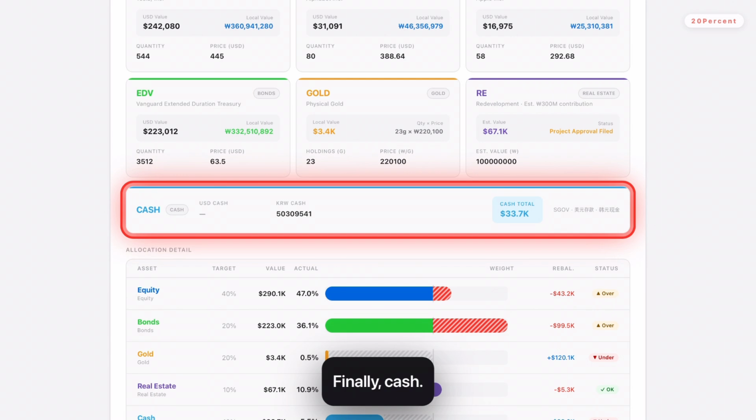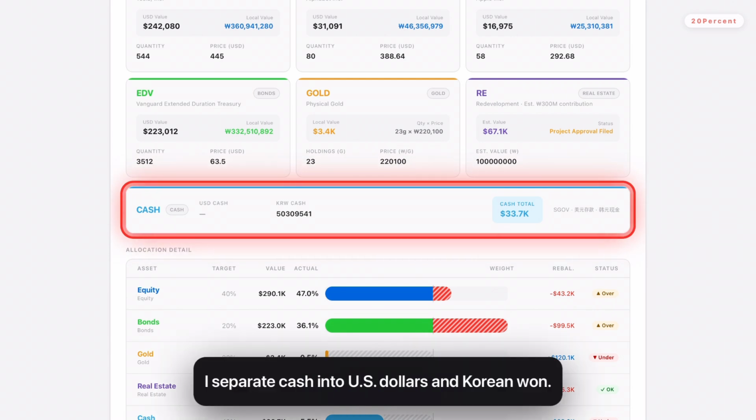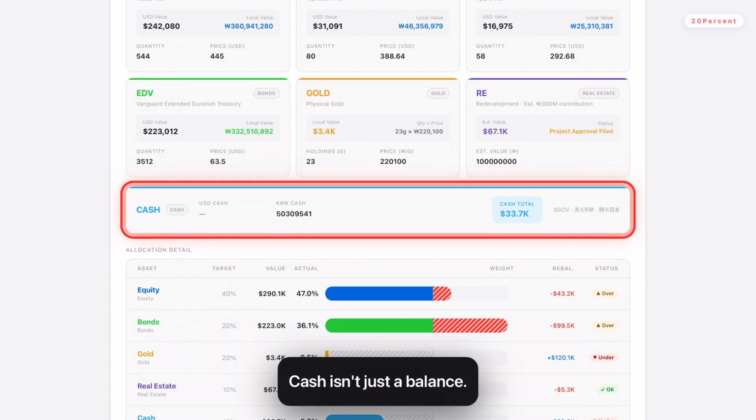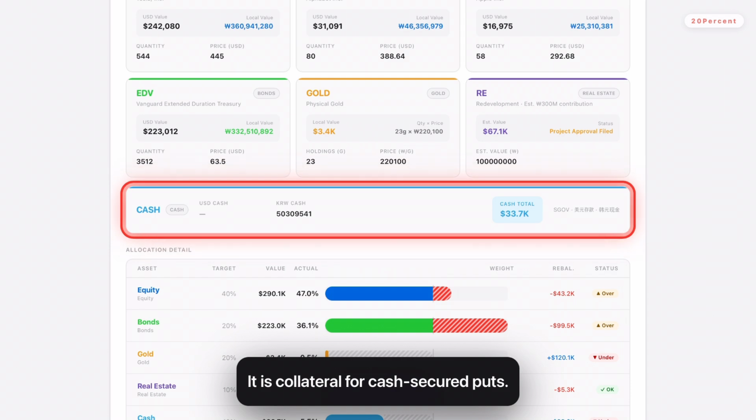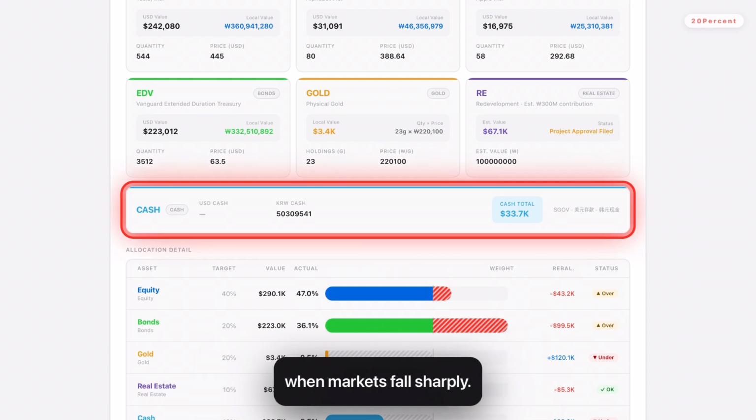Finally, cash. I separate cash into US dollars and Korean won. This includes SGOV, dollar deposits, and won cash. Cash isn't just a balance, it is collateral for cash-secured puts. It also gives me dry powder when markets fall sharply.